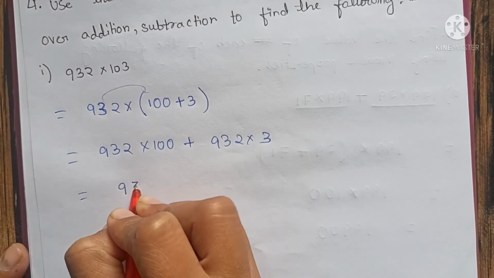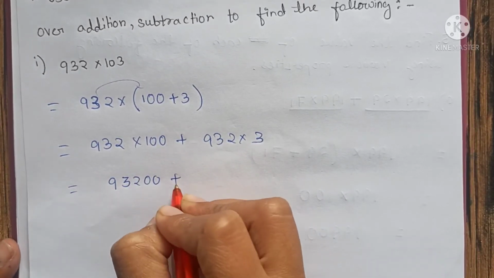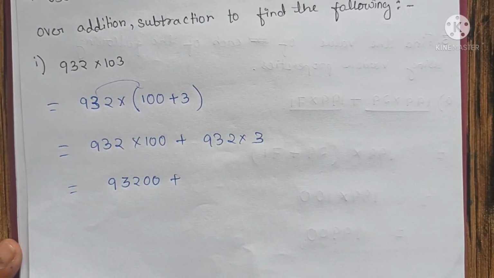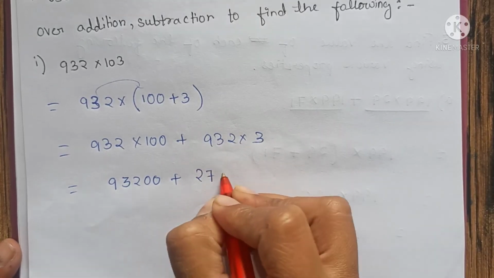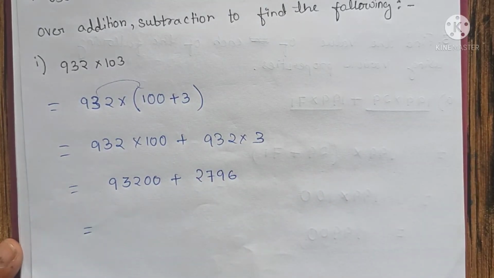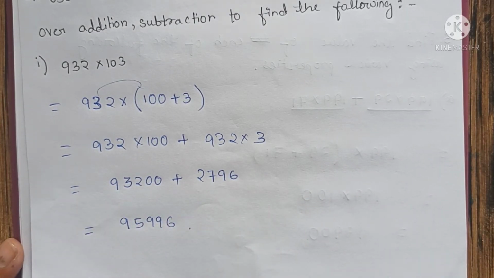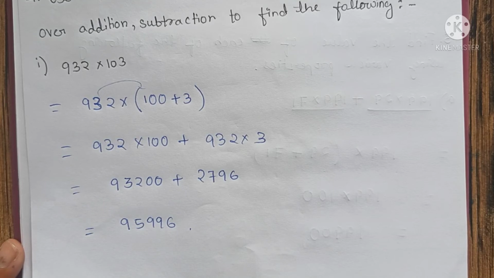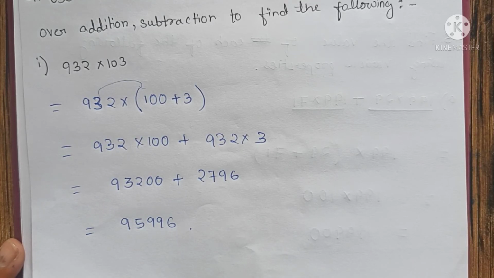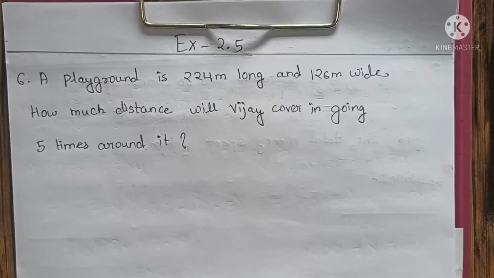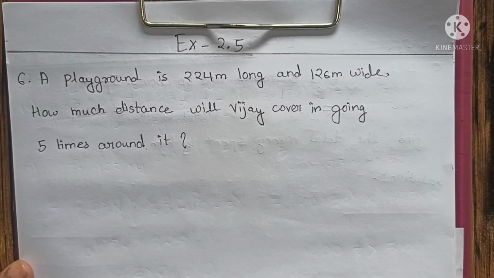Here we get 93200 plus 932 into 3, 2796. Now if we add 93200 to it, we'll get 95996. 95,996 as our answer. So in this way we can solve number 4. Okay, try it. Now let us do question number 6, which is a word problem.